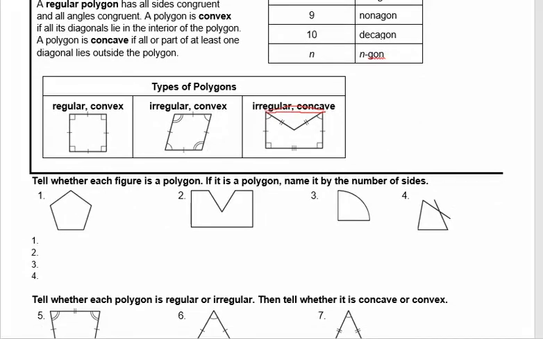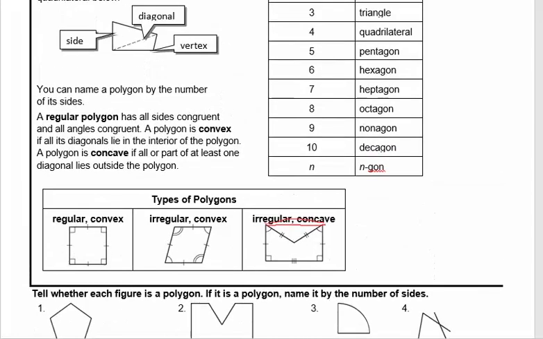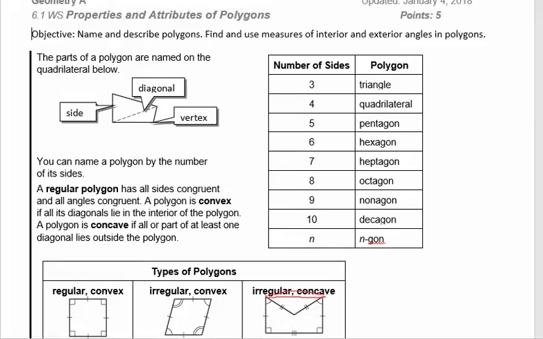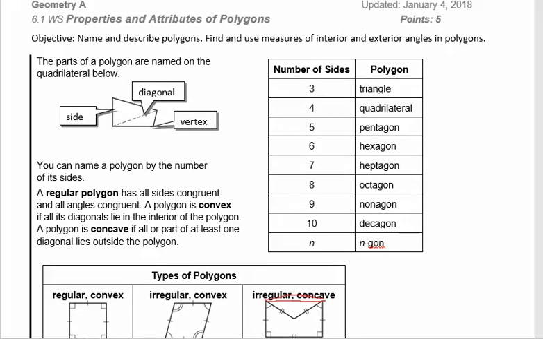So in the first ones, you have to answer 2 questions. You have to say whether yes or no it's a polygon. And if it is a polygon, then you have to name it by how many sides it has from that table up above. I should have said too that the definition of polygon is in your textbook. It's not on this page.